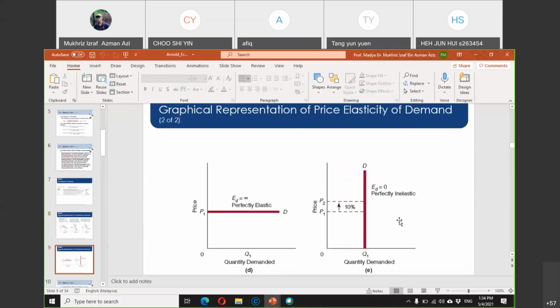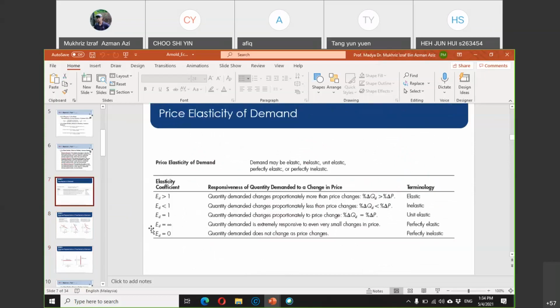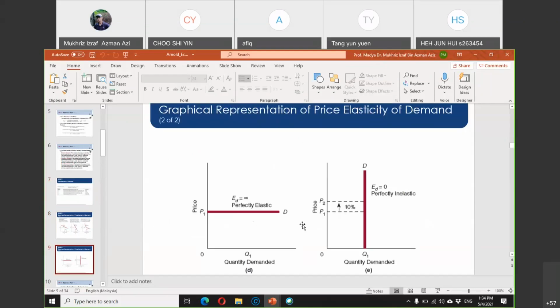And the two extreme cases, perfectly elastic. Recall perfectly elastic is that quantity demanded is extremely responsive to even a small change in price. In other words, when price changes just by a little bit, demand will increase exponentially, meaning the change in quantity demanded will be very, very big, even though the price change is very small. For that to happen, the demand curve must be perfectly horizontal.